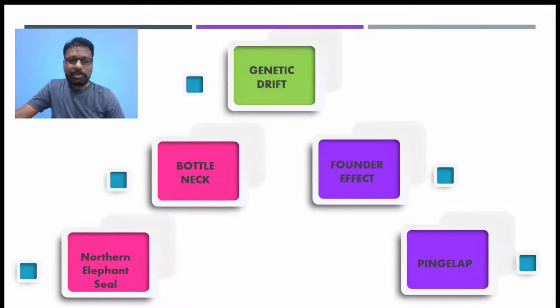As I mentioned, there are two important implications of genetic drift: one is the bottleneck phenomenon, another one is the founder effect. So we have two real world examples which explain the bottleneck phenomenon and the founder effect.